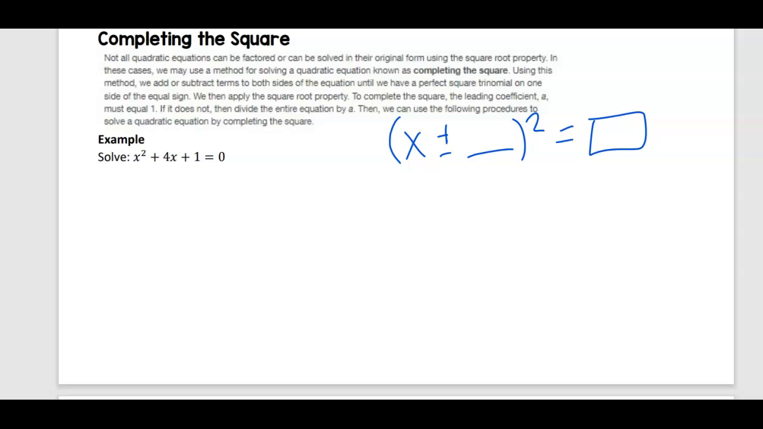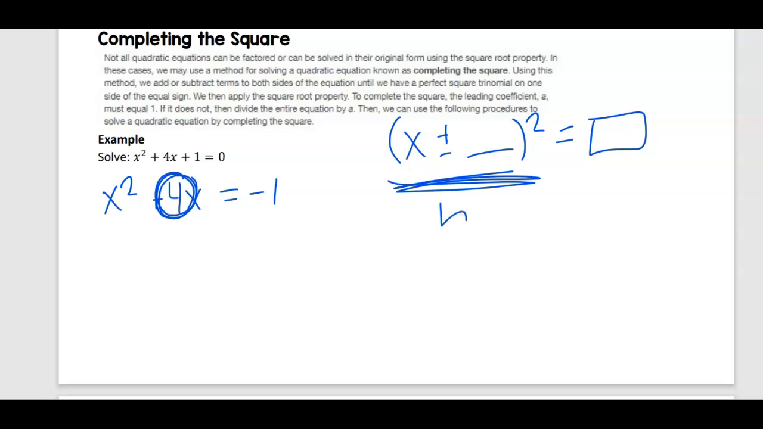The first thing we're going to do is move our 1 over to the other side. Then I want to make the left-hand side into a perfect square. You do that by taking your b term, dividing it by 2, and then squaring it. So I'm going to take 4, divide it by 2, and square.